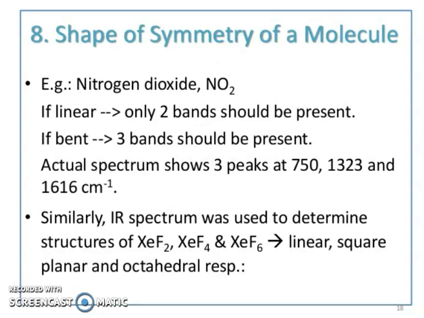So, shape and symmetry of a molecule. Nitrogen dioxide: if linear, only 2 bands should be present. If bent, 3 bands should be present. Actual spectrum shows 3 peaks at 750, 1323 and 1616 inverse centimeter. Similarly, IR spectrum was used to determine the structure of XeF2, XeF4, XeF6: linear, square planar, and octahedral systems.